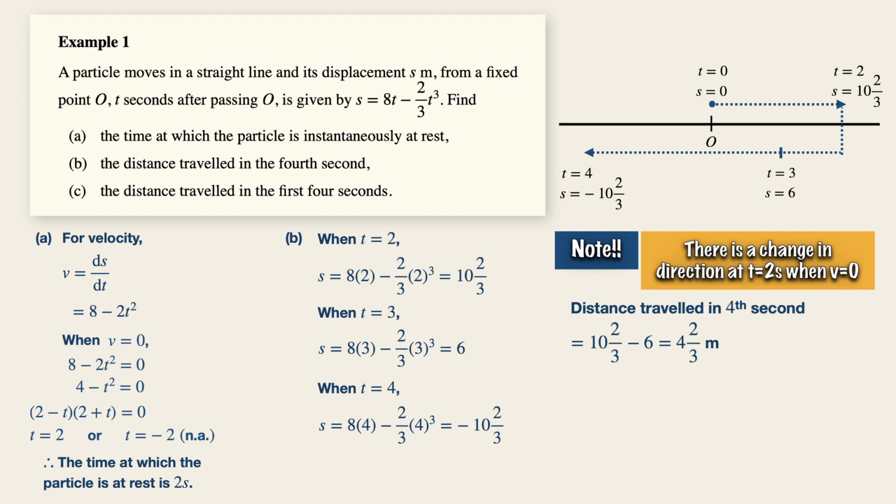Now similarly, if the question wants you to find the distance traveled in the first second, for example, it will be between t equals to 1 and t equals to 0. Now the distance traveled in the second second, for example, will be the distance between t equals to 2 and t equals to 1, so on and so forth.